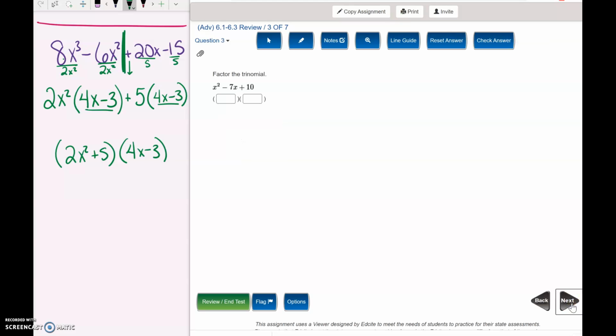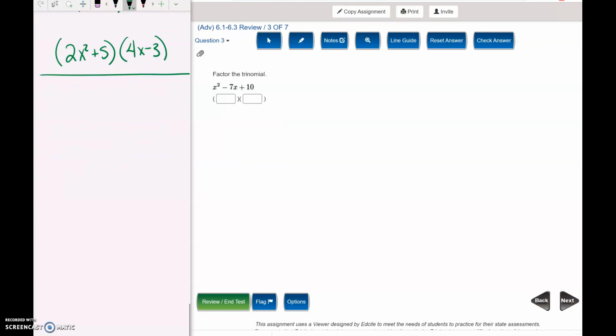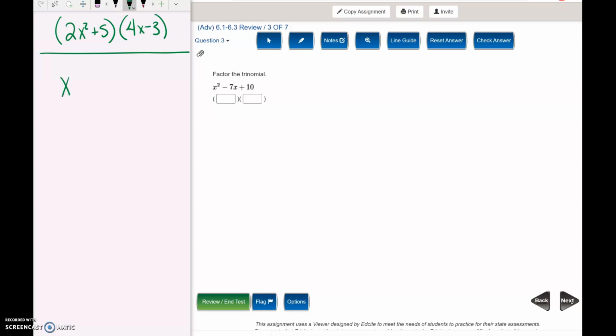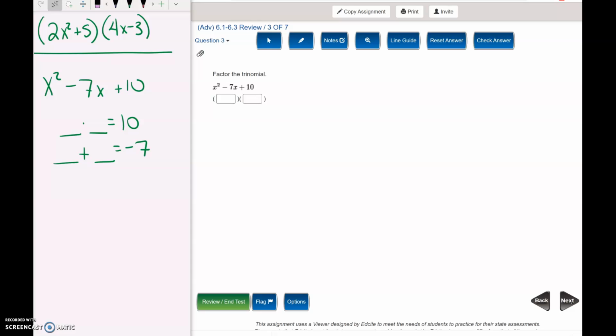Factor the trinomial and fill in the blanks. x squared minus 7x plus 10. We are looking for two numbers that multiply to give us 1 times 10, or just 10. Those same numbers have to add up to negative 7. If this doesn't pop into your head, that's fine. Think about ways you can multiply to get 10. You can do 1 times 10 or you can do 2 times 5.